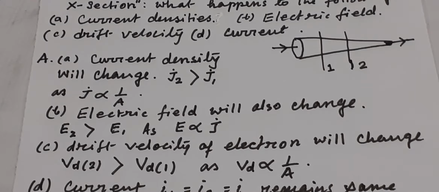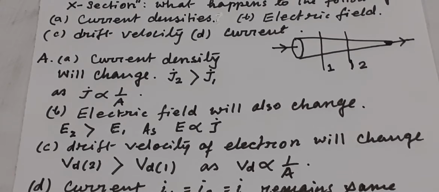So current density is inversely proportional to the area of cross section. So density will be more at 2 than at 1. Similarly, the electric field will also change. E2 will be greater than E1 because electric field is directly proportional to current density. As density is more at 2, the electric field will be greater at 2.